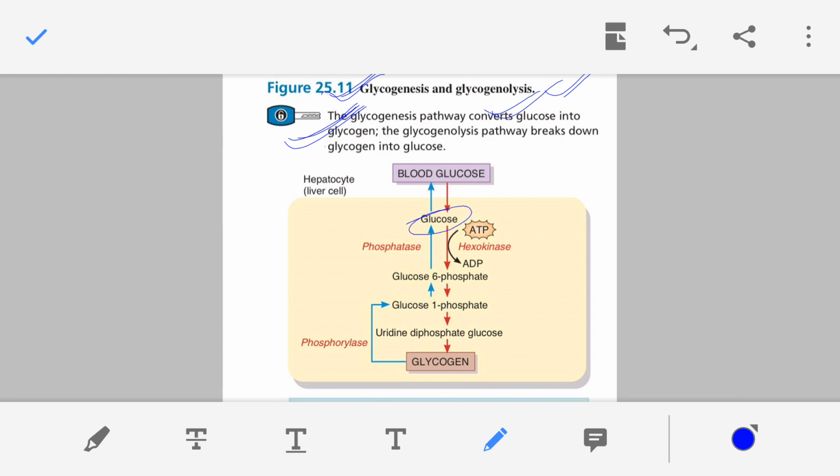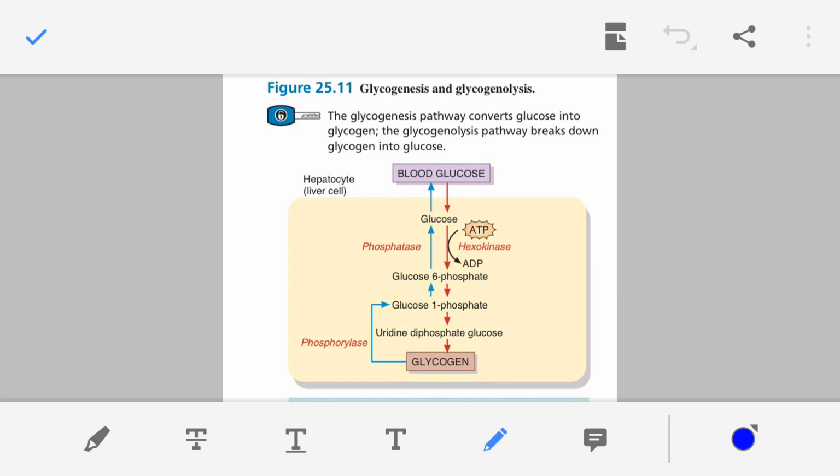See, this is blood glucose. From the blood, glucose is entering into the liver. Inside the liver, what is happening? Enzyme hexokinase. Then ATP is converted into ADP, releasing phosphate that combines with glucose. Glucose 6-phosphate is formed. Glucose 6-phosphate is converted into glucose 1-phosphate. Glucose 1-phosphate is converted into uridine diphosphate glucose. And this is converted into glycogen. So this conversion of glucose into glycogen is known as glycogenesis.